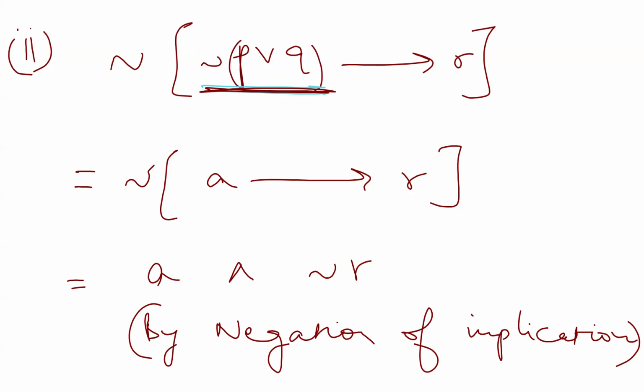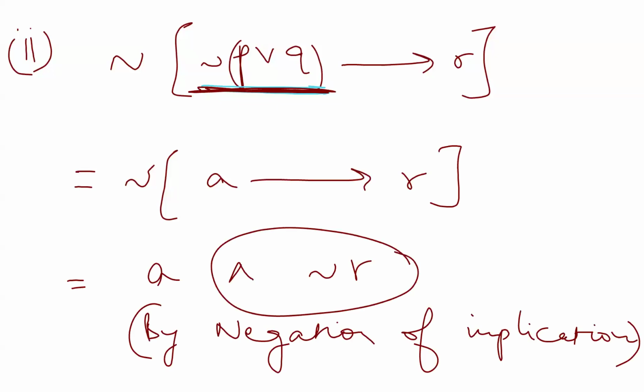What will you do now? Substitute the value back. Resubstitute the value of A. Correct. Resubstitute the value of A. A का ये पूरा का पूरा वैल्यू है निगेशन ऑफ P और Q and negation of R.